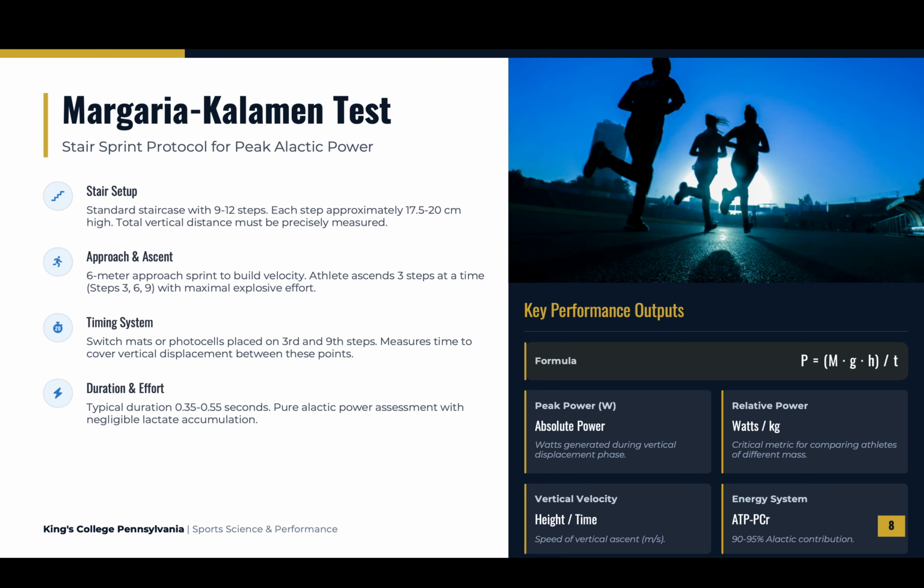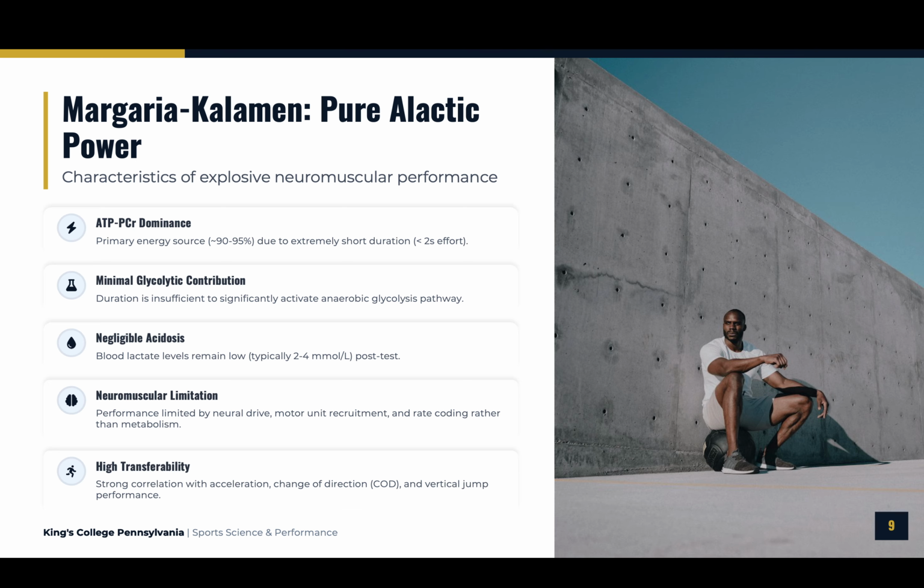The vertical velocity is height over time. The speed of vertical ascent is meters per second. And the energy system is basically ATP-PCr, 90 to 95% alactic contribution.